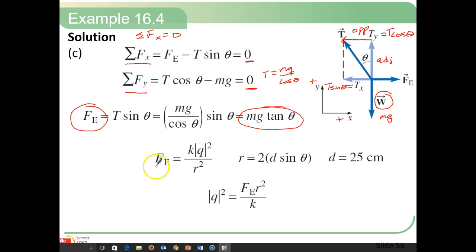Let's go ahead and use Coulomb's law. So this is K. Now it's Q squared. It's not Q1, Q2 because both charges are the same. They've told us we can assume that.